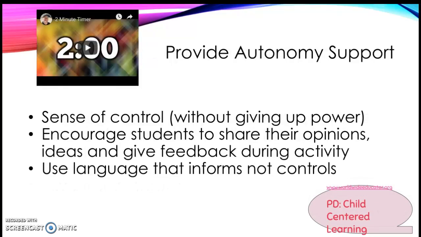Provide autonomy and support. I think this is so essential. We teachers struggle with this because we want to be in control and make sure we know how everything is going to go. But giving children a chance to share their thoughts, their opinions, where they agree, where they disagree, is really going to have them more invested in the learning, and it's going to stay with them longer. So really try and find a space for learners to be actively engaged and participating and sharing their thinking.